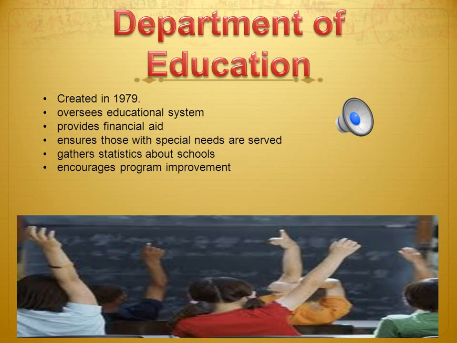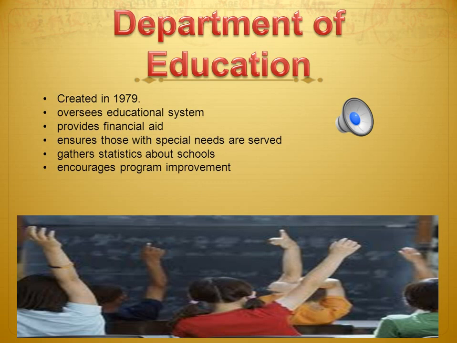The Department of Education was created in 1975, and it oversees our educational system and helps provide ways of creating a way for schools to be held accountable and make sure that we are meeting certain goals for students. So they oversee the educational system, but not only that, it also provides financial aid for anyone in any level of school, middle school, high school, or college, even adult school. Unfortunately, that aid is not as prevalent as it used to be because of cuts in budget. It also ensures that those with special needs are served.